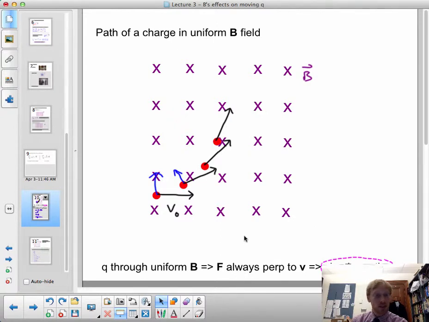How much work does the magnetic field do on this charge as it moves through the magnetic field? 0. Why is that? Because the force is always perpendicular to the instantaneous path. So remember, a little bit of work is equal to the force vector dot a little displacement vector, dx. Well, F dot dx is always 0 because there's a 90-degree angle, and when there's a 90-degree angle, a dot product is 0.